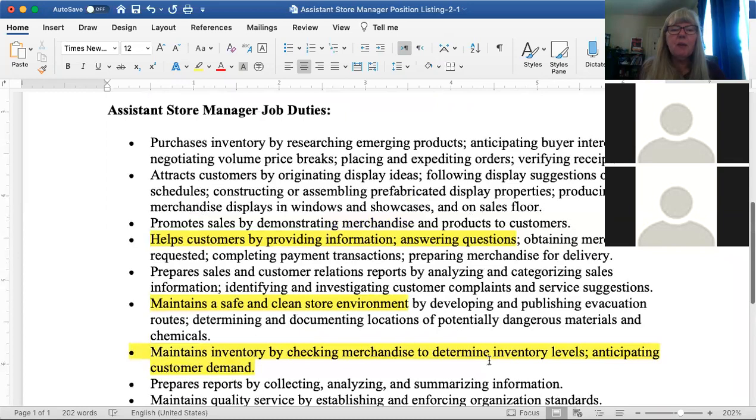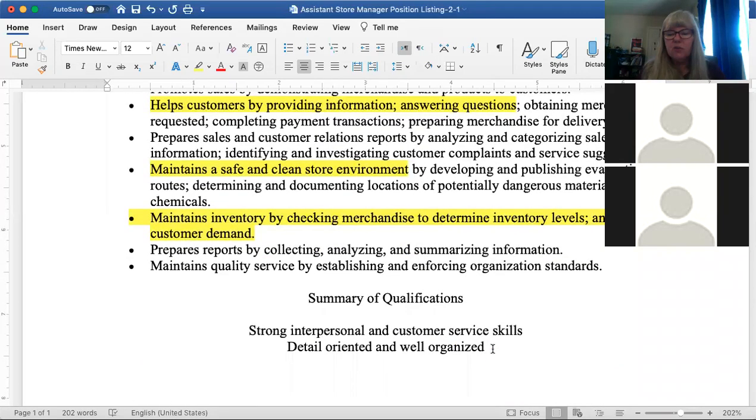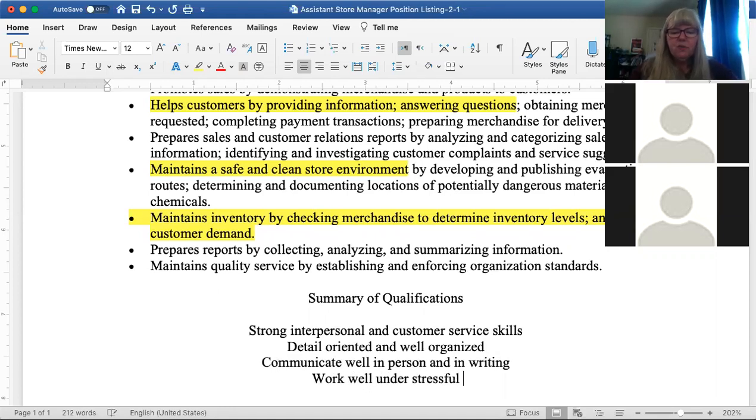Other things when you're thinking about being a manager, of course, you're going to need strong communication skills. You could say, sorry, I'm all over the place here. Communicate well in person and in writing. Okay, and you can also think of it as working as a manager, things might get a little stressful. Okay, so work well under stressful conditions.